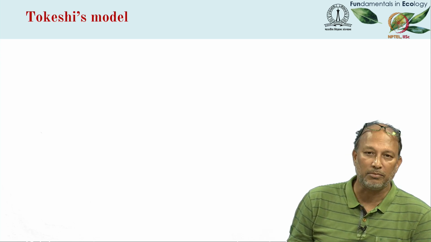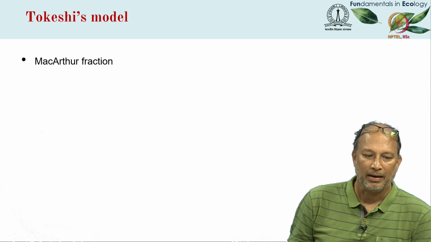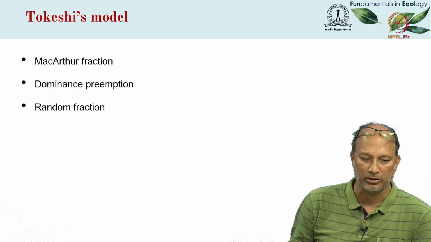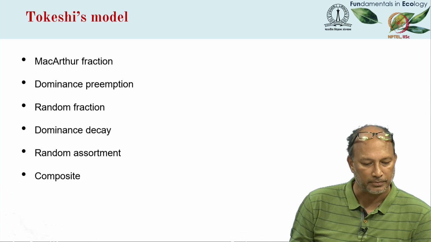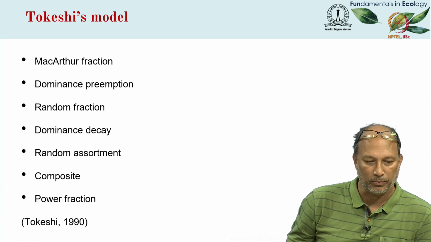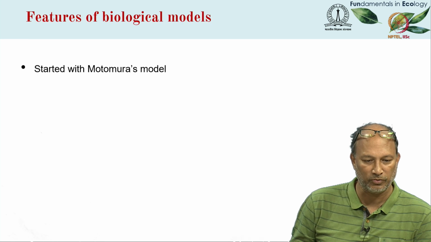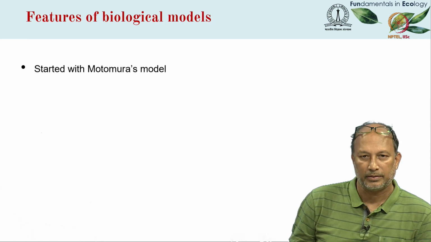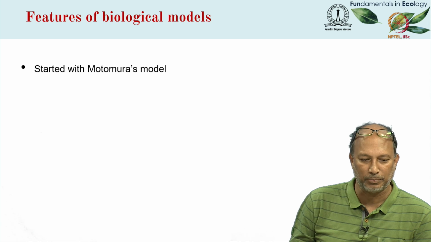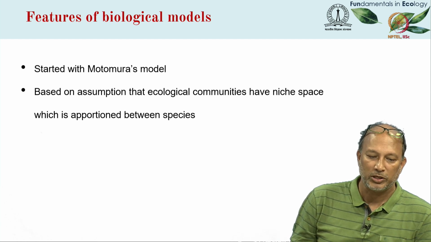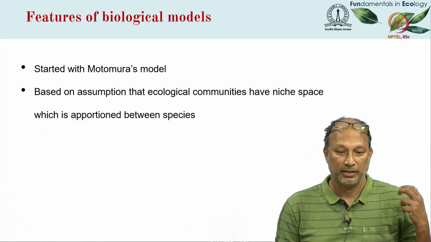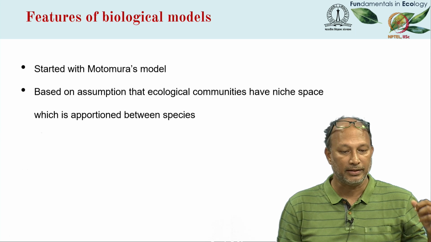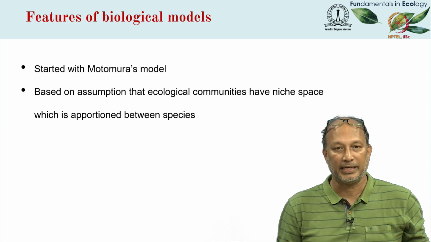The biological models were summarized very nicely by Tokeshi, and he proposes a series of models that he calls MacArthur fraction, dominance preemption, and so on. And we're going to examine what each of these does. But what's interesting here is that these start with Motomura's geometric model, which is based on the assumption that ecological communities have niche space which is apportioned between species, right? So the niche basedness of it is that there's a particular space available that gets apportioned.